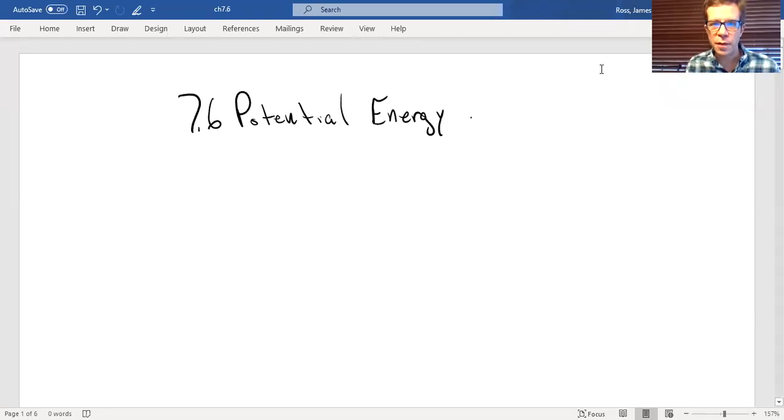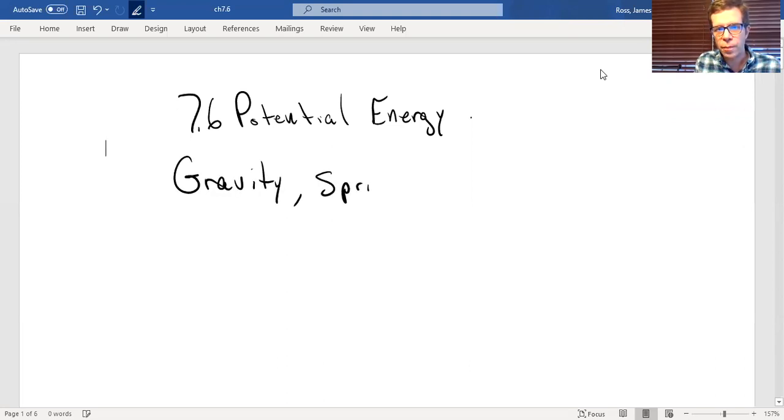Chapter 7.6 deals with potential energy. So we're going to talk about two main ways to classify potential energy. We're going to look at gravity and springs.